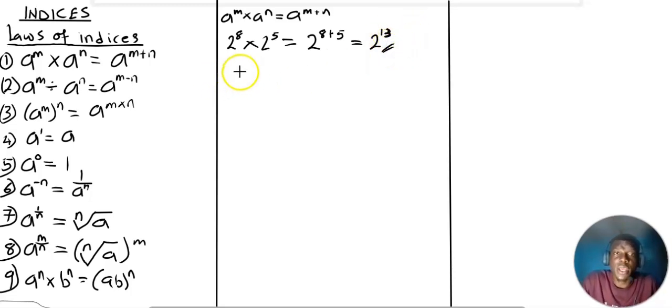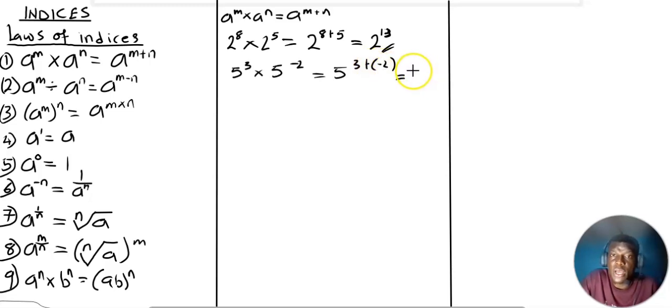Another example here, where you have something like 5 raised to the power 3 times 5 raised to the power minus 2. You pick out the 5 raised to the power 3 plus minus 2. So 3 plus minus 2, plus sign times the minus sign will give you a minus. So you have 5 raised to the power 3 minus 2, which will give you 5 raised to the power 1. 5 raised to the power 1 is the same as just 5. We'll still get to the law that explains this.